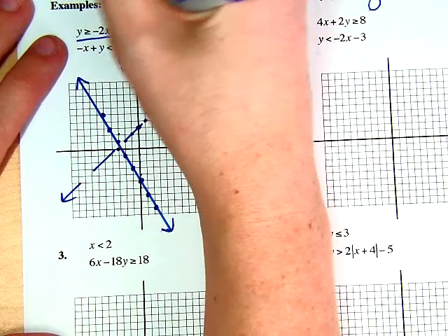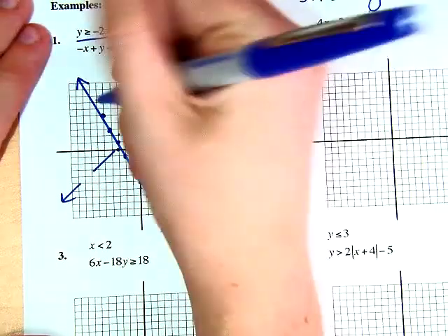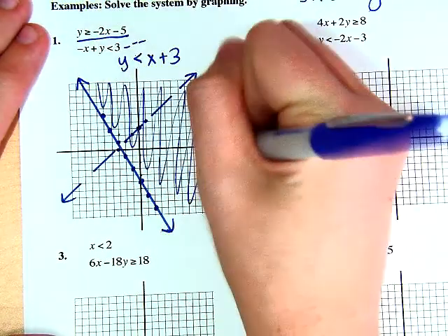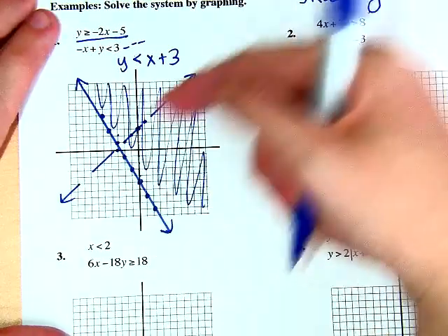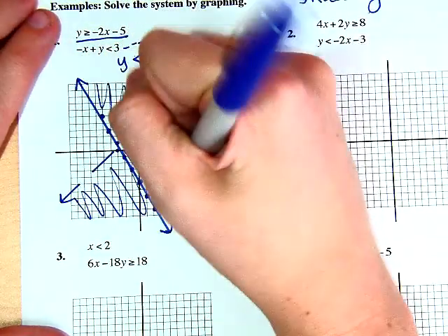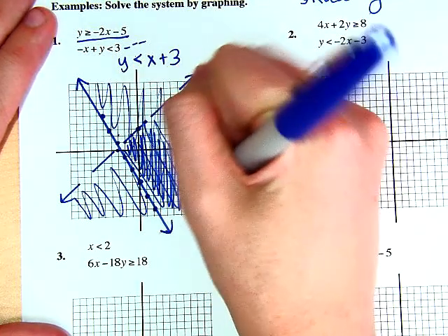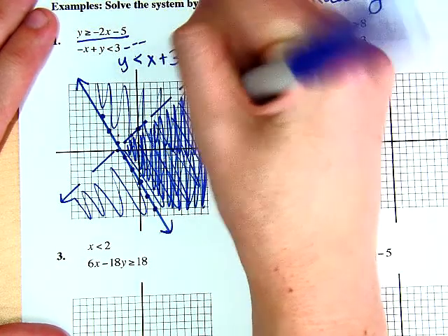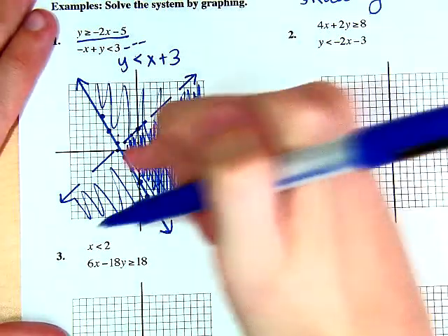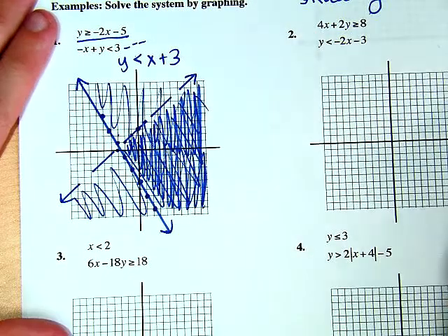So for my solid line, it was greater than, so I'm shading above that line. For my dotted line, I'm shading below. So your answer for this is where they both are. So I'm going to double shade this, make it nice and extra dark for you. You can see this area, that shape, would be my answer. Let's do another one.